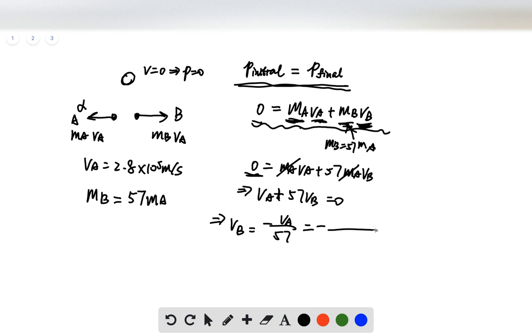And now we can just plug in the numbers. 2.8 times 10 to the 5 meters per second over 57. So that gives us roughly negative 4,900 meter per second. And again, this negative sign means that it's moving in the opposite direction as alpha particle, as it has to be. So that is the velocity of that particle.